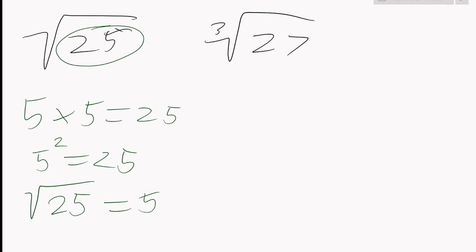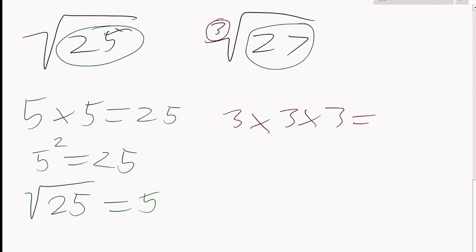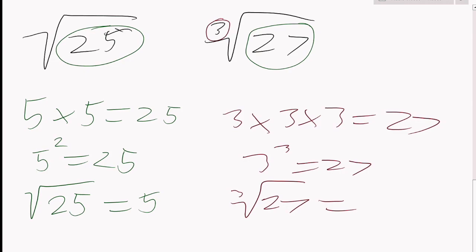And then here we've got the little 3. Obviously we've got the 27. So we know that ultimately we're finding something that multiplies to make 27. But we also got this little 3. And what this little 3 means is that instead of the square root, we want the cube root. So we want the number that when multiplied by itself 3 times gets us 27. And in this case, the cube root of 27 is 3, because 3 times 3 times 3 equals 27. So 3 cubed equals 27. And the cube root of 27 equals 3.